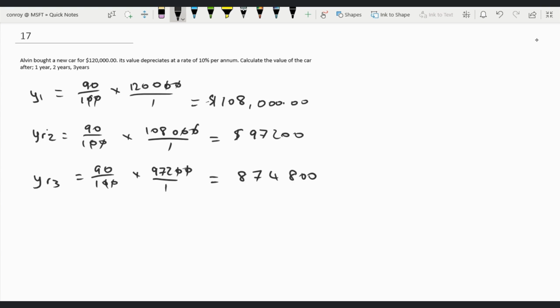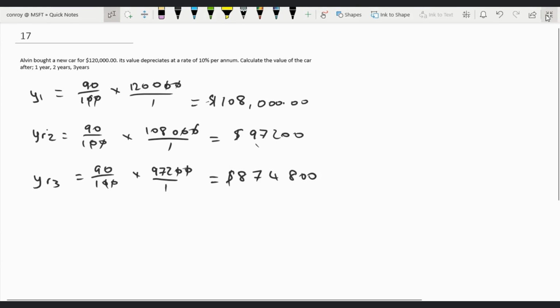All right, and so it asks us, so this would be the value after each year. So the value after year 1, $108,000. Value after year 2, $97,200. Value after year 3, $87,480. Right on the dollar sign.